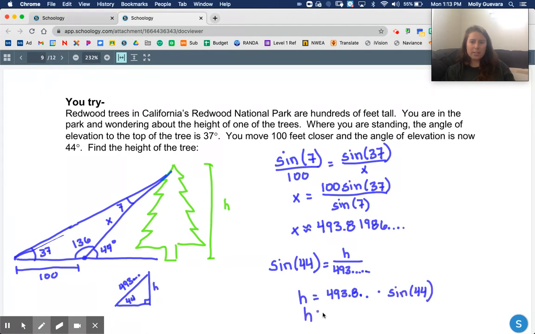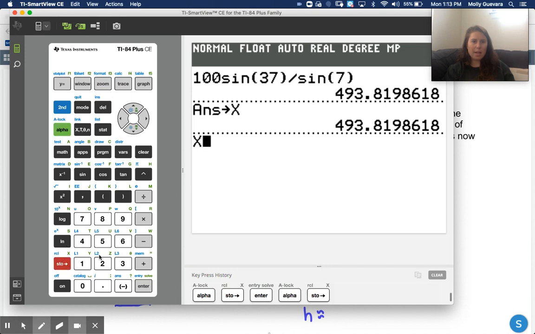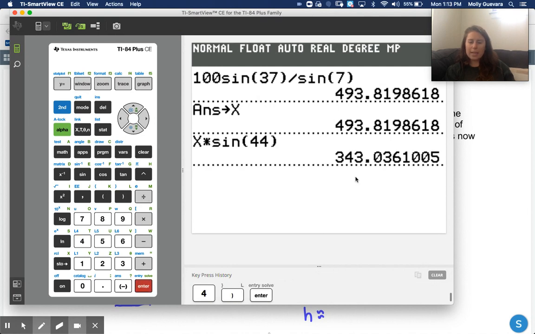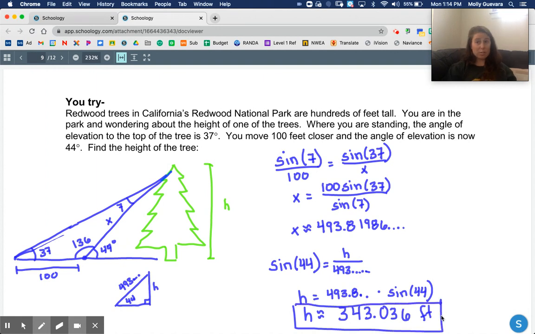So H is approximately, and I'm going to use my X on the calculator. So when I go here, I'm going to do alpha X times sine of 44. And I get that it's about 343.036 feet. So 343.036 feet is the height of the redwood tree. I'm sure some of them are even bigger than that.